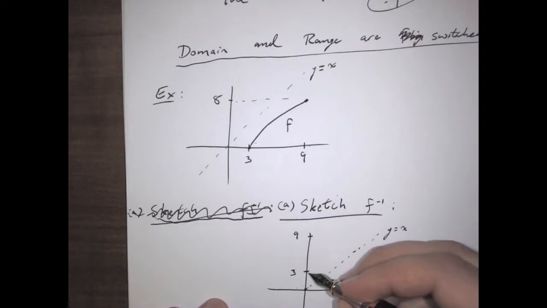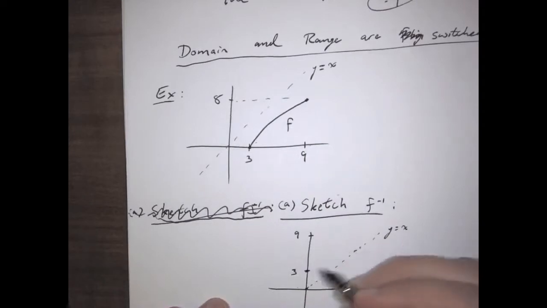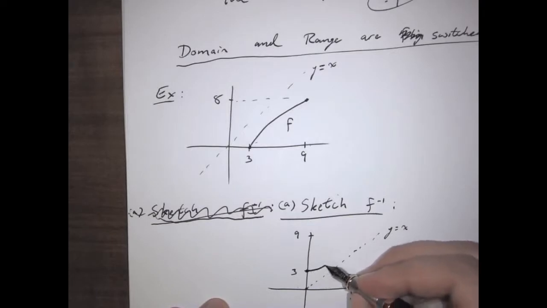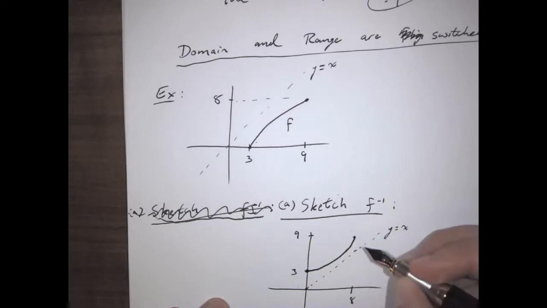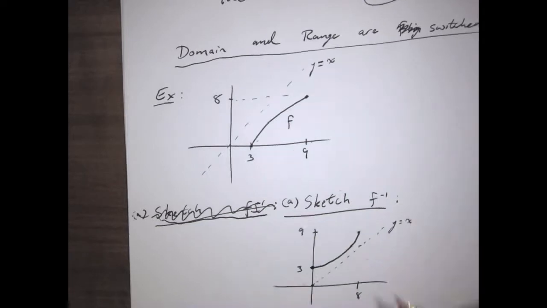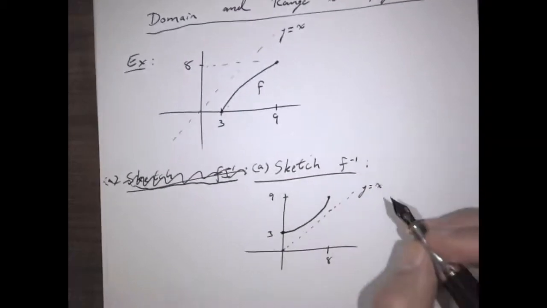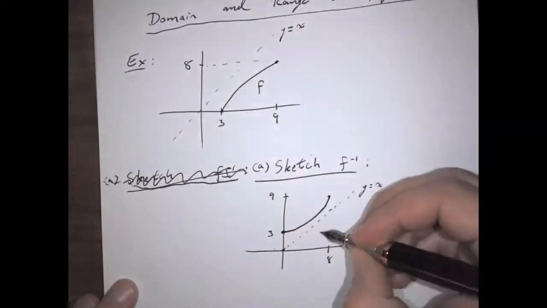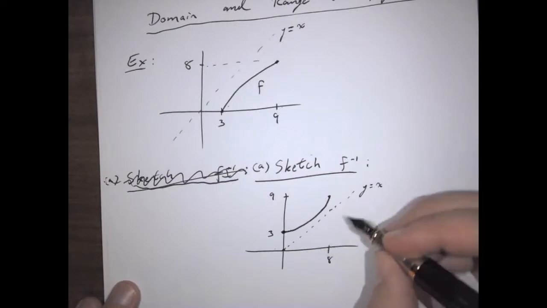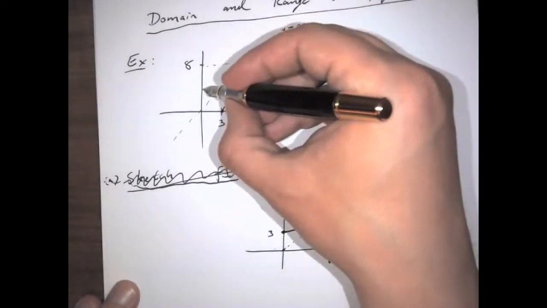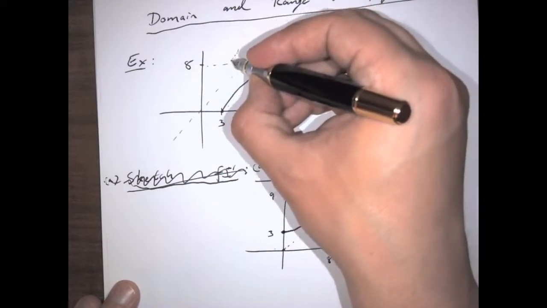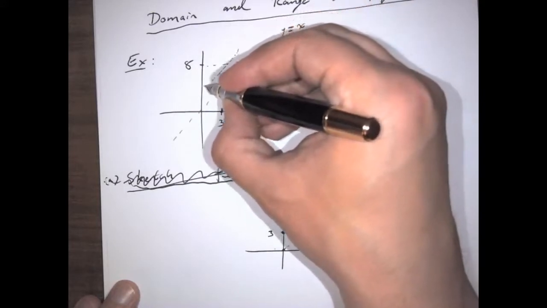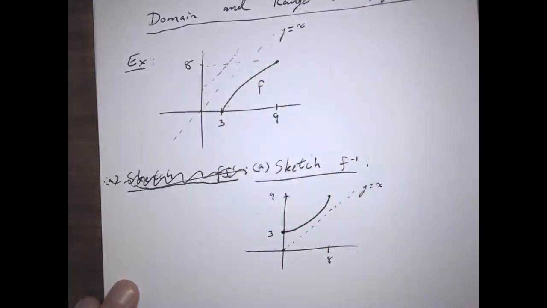And now here we got an x value that goes from 0 to 8, as the y value goes from 3 to 9. So you look at this, you look at that, and basically if you were to put them together on the same graph, they should just be a mirror image of one another about the line y equals x.